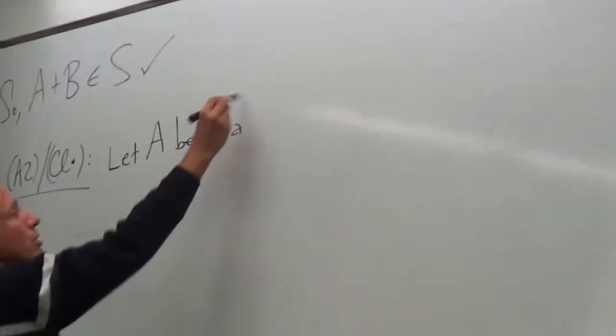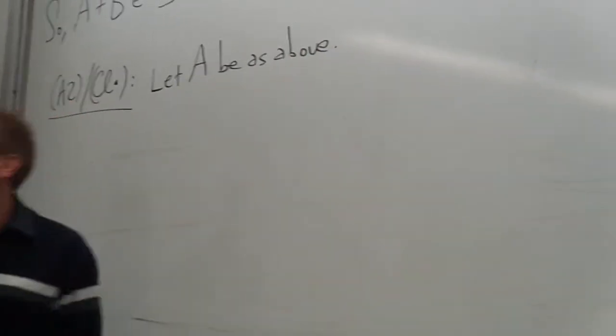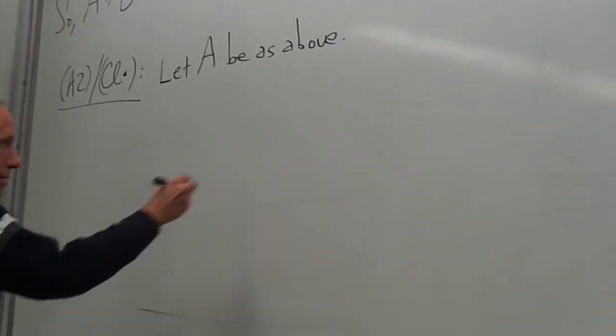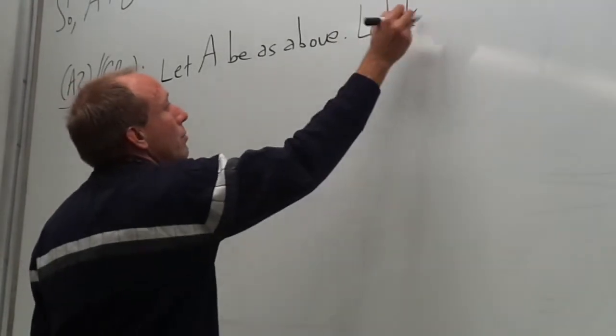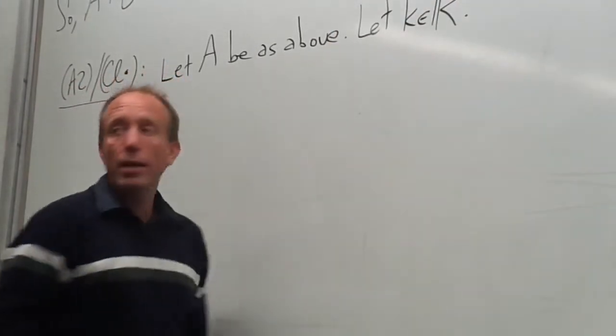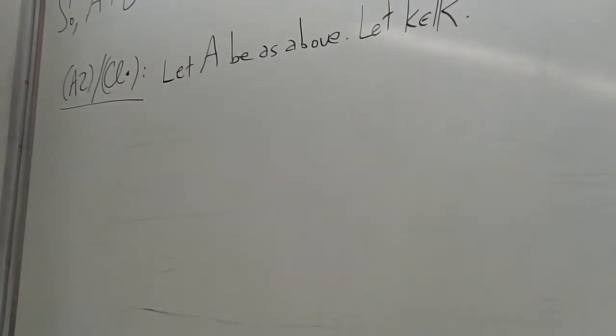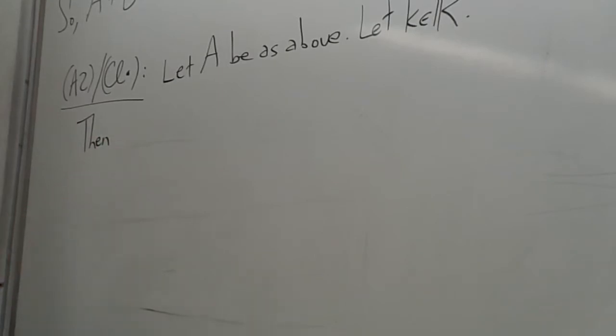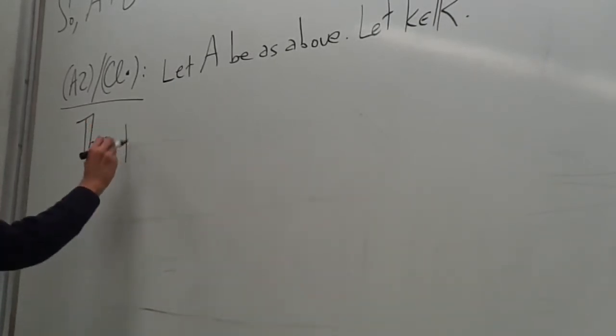Very good. So we're just going to reuse the same information we wrote down before. Let A be as above. What else do we need to do? Let K be a real number. Good. Let K be a real number. It's a scalar. I'll just write element of R. So K is an element of R. Okay, good. So then we just need to make sure that after we take K times A, it is an element of S again.